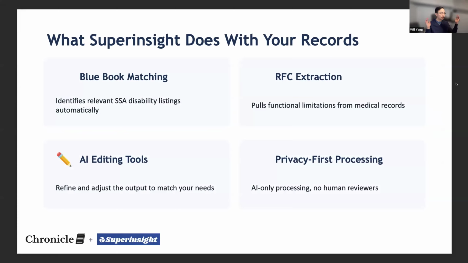So just to recap, what does Super Insight do with your records? It does Blue Book matching, which identifies the relevant SSA disability listings automatically, RFC extraction as well in terms of pulling functional limitations from medical records, as we saw Luke in that prompt earlier, complete AI editing tools, which allows you to refine and adjust the output to match your needs. And they also take an approach of privacy first processing. So AI only processing, there are no human reviewers.